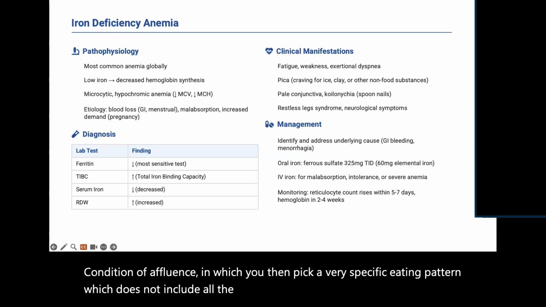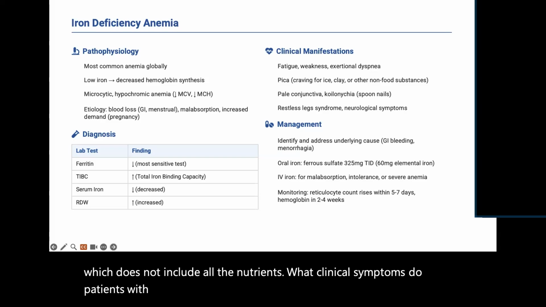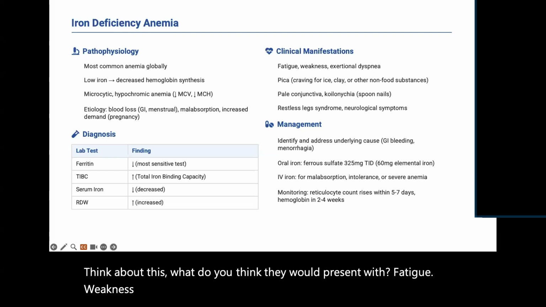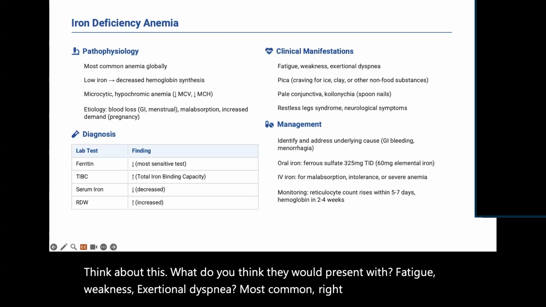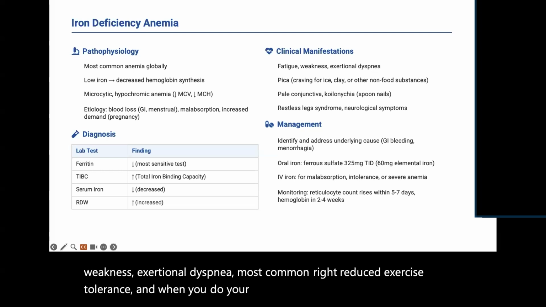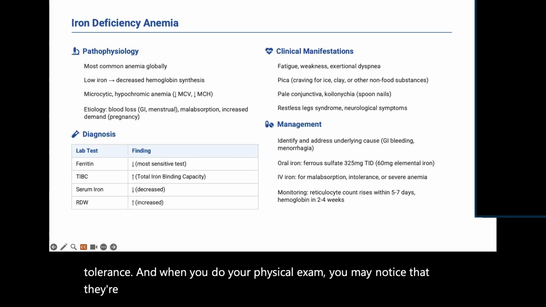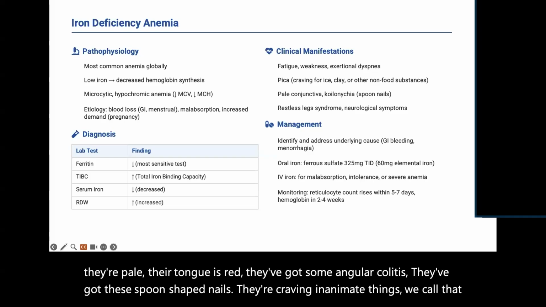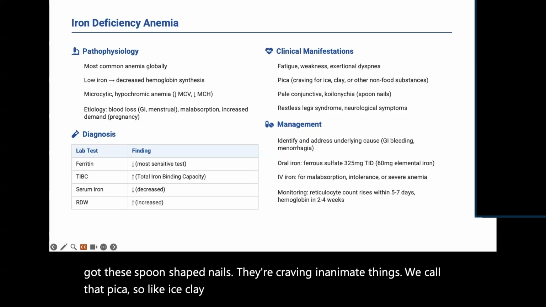What clinical symptoms do patients with iron deficiency anemia often present with? Think about this. What do you think they would present with? Fatigue, weakness, exertional dyspnea, most common, right? Reduced exercise tolerance. And when you do your physical exam, you may notice that they're pale, their tongue is red, they've got some angular cheilitis, they've got these spoon-shaped nails, they're craving inanimate things. We call that pica, so like ice, clay, starch. That is all strongly linked to iron deficiency anemia.